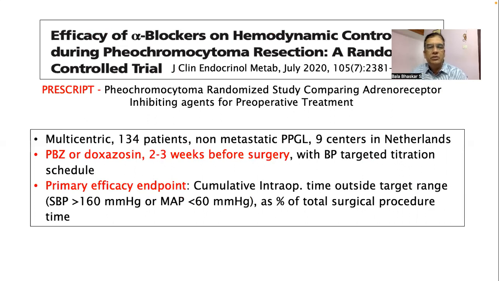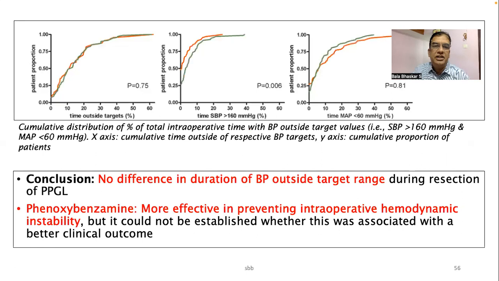This is the only randomized control trial, involving 134 patients, a multicentric study, where they compared phenoxybenzamine with doxazosin for about 2 to 3 weeks before surgery with a targeted BP titration schedule. The primary endpoint was the cumulative intra-op time outside of the target range of blood pressure, as a percentage of total surgical procedure time.